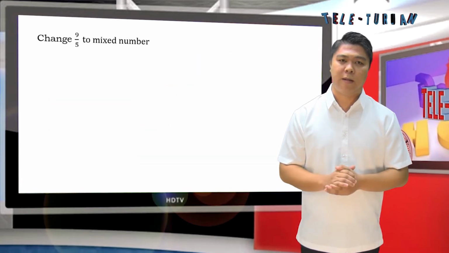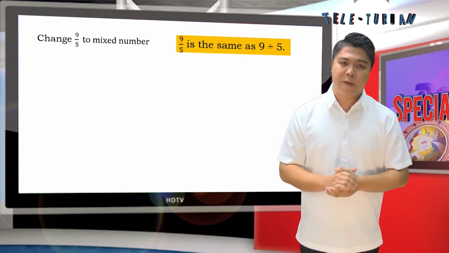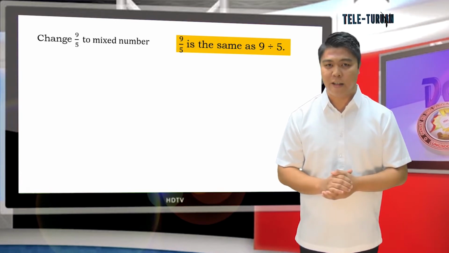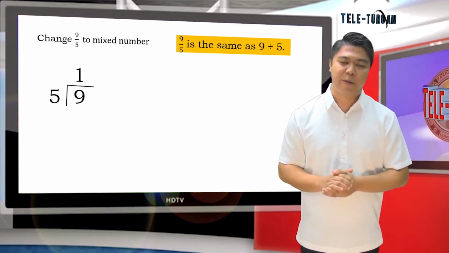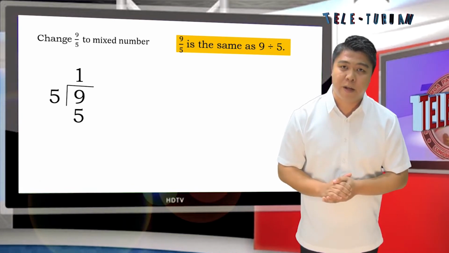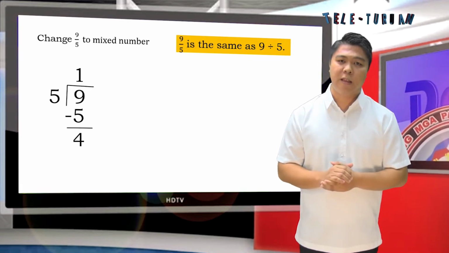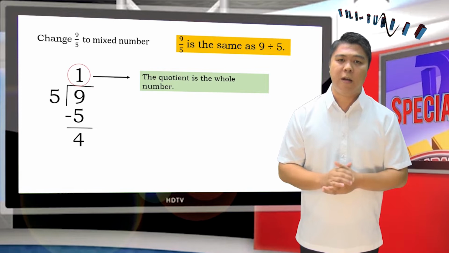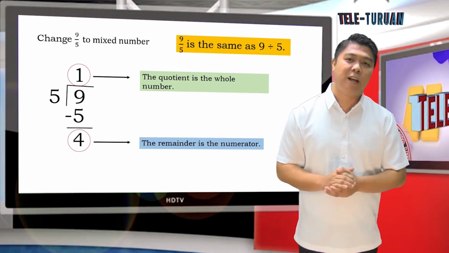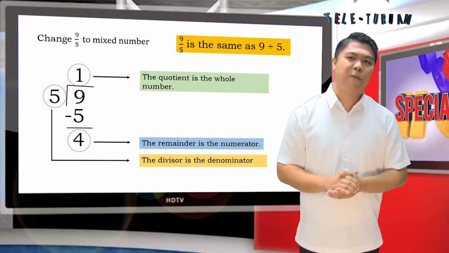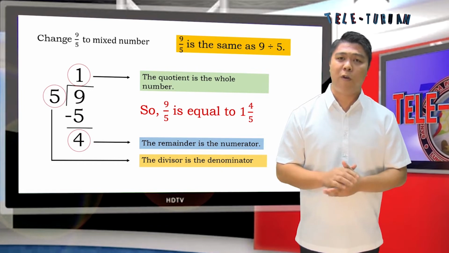Let's have another one. Change 9/5 to mixed number. 9/5 is the same as 9 divided by 5. 9 divided by 5 is 1. Very good. 1 times 5 is 5. 9 minus 5 is 4. The quotient is the whole number, which is 1. The remainder is the numerator, which is 4. And the divisor is the denominator, which is 5. Very good. So 9/5 is equal to 1 and 4/5.